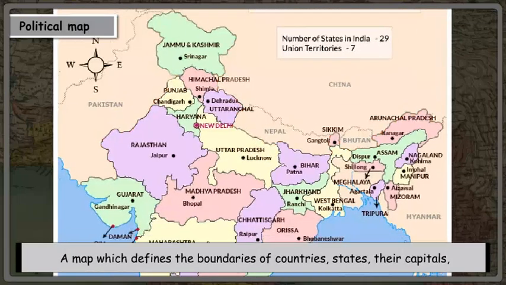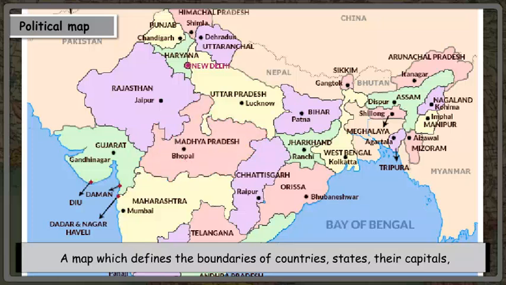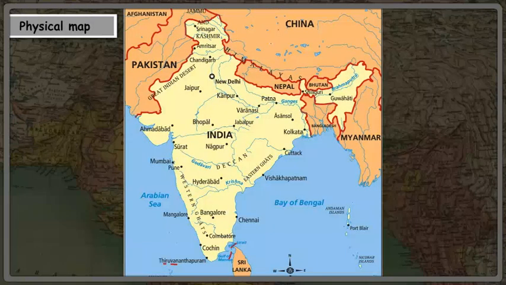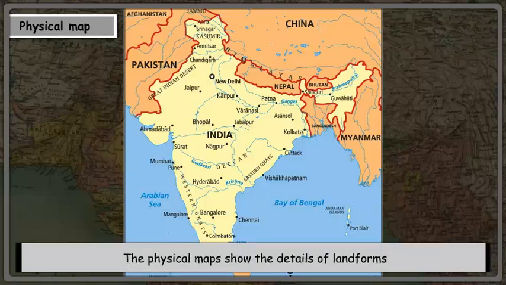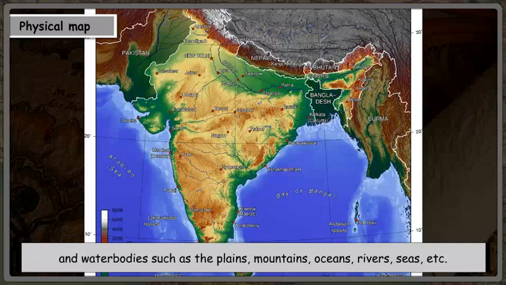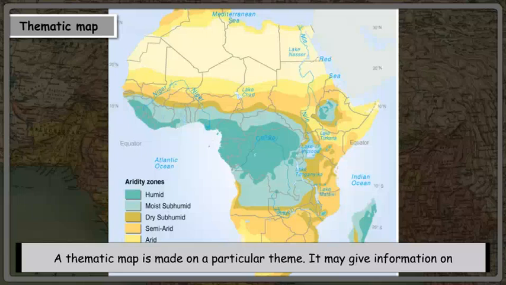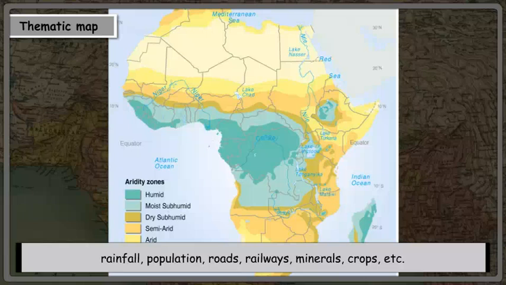Political map. A map which defines the boundaries of countries, states, their capitals, major cities, etc. is called a political map. Physical map. The physical maps show the details of landforms and water bodies such as the plains, mountains, oceans, rivers, seas, etc. Thematic map. A thematic map is made on a particular theme. It may give information on rainfall, population, roads, railways, minerals, crops, etc.